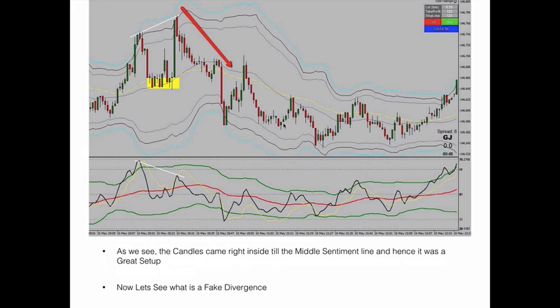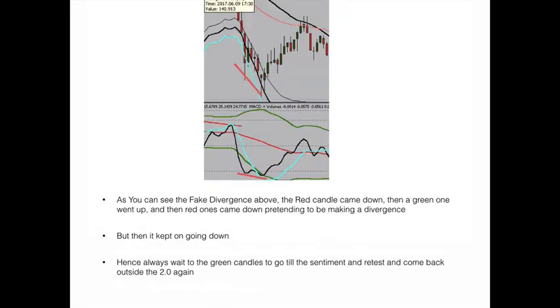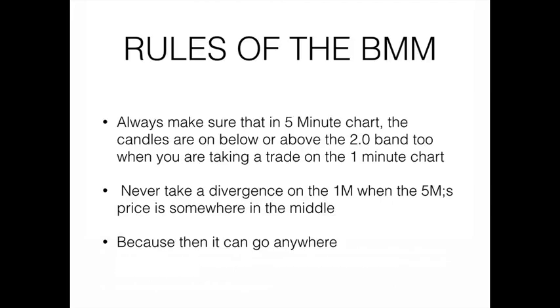Let's say the price is here in the middle near the sentiment line on the 5 minute chart, and you are looking at a divergence on the 1 minute chart, then don't trade it, because the price from the middle can go anywhere. If the price on the 5 minute chart is somewhere here, only then trade. Okay, so that is one rule you need to pay really close attention to.